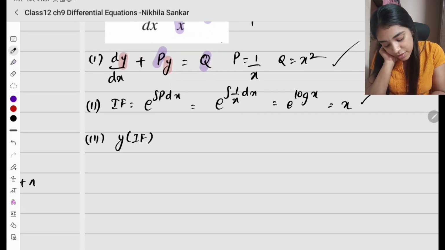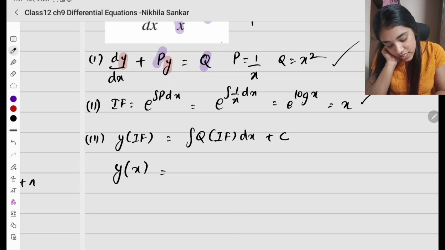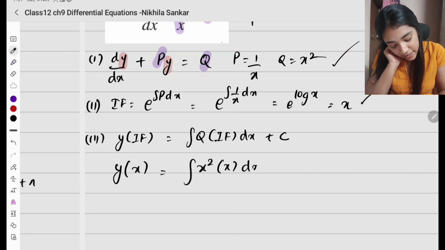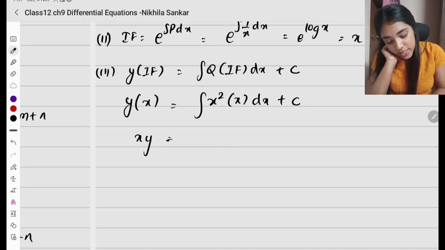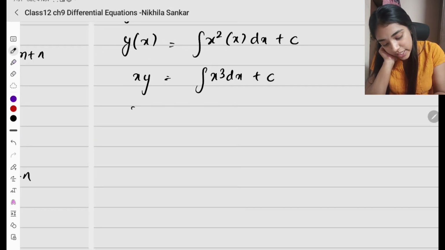Now third step, y into integration factor equals integral q times integration factor into dx plus c. y into integration factor, enna, x, equals integration of q, which is x square, times x dx plus c. So this is going to be xy equals integration x cube dx plus c. Integration of x cube, enna, xy equals x power 4 divided by 4 plus c.